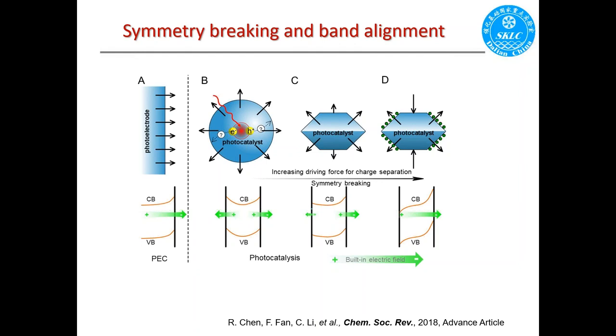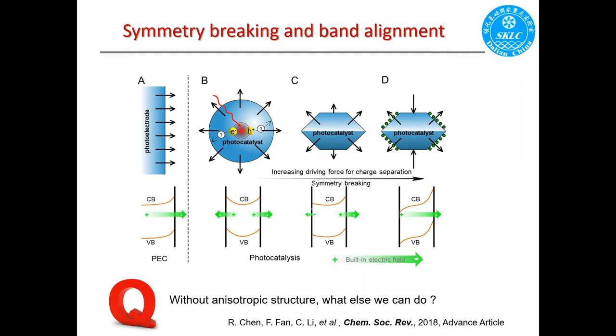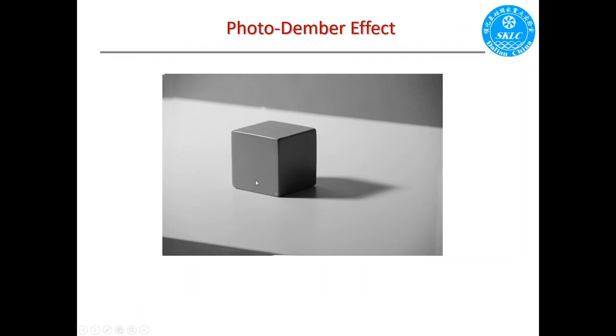People may ask me questions: for most photocatalysts, there is no anisotropic structure such as this inequivalent facet, but they can also perform photocatalysis. So they are asking what else we can do. Can we use other methods to break these symmetries? Actually, if you look at an object at sunset and sunrise, you will see that it naturally forms an illuminated facet and a shadow facet. So actually, this is a kind of symmetry breaking.